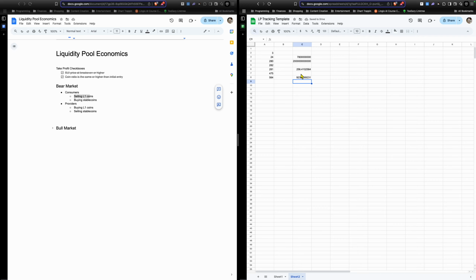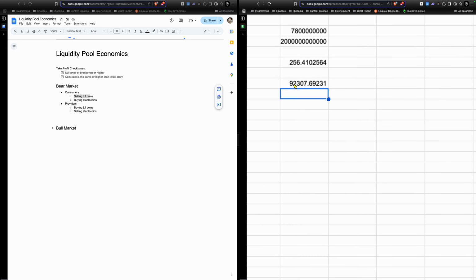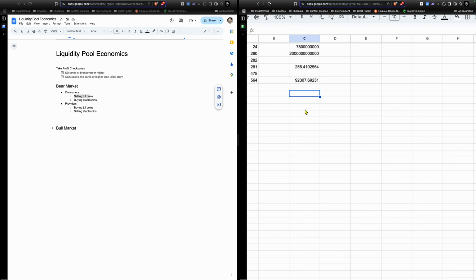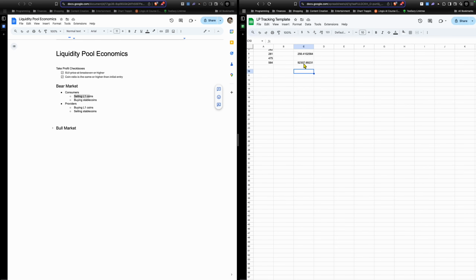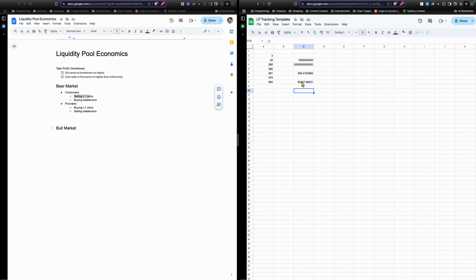BitTensor for us, our target goal is 92,000 per BitTensor. Right now it's at $300. We're holding BitTensor until it gets up to 92,000. I know that sounds crazy, but Bitcoin used to be $1, so use your imagination. It is very possible.